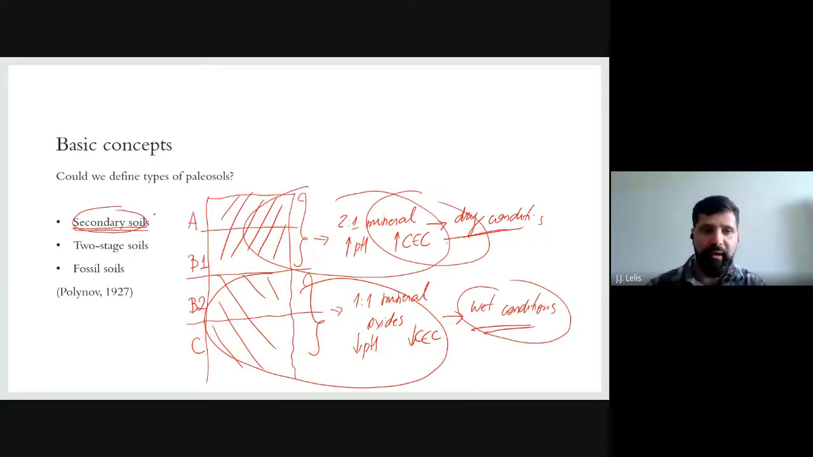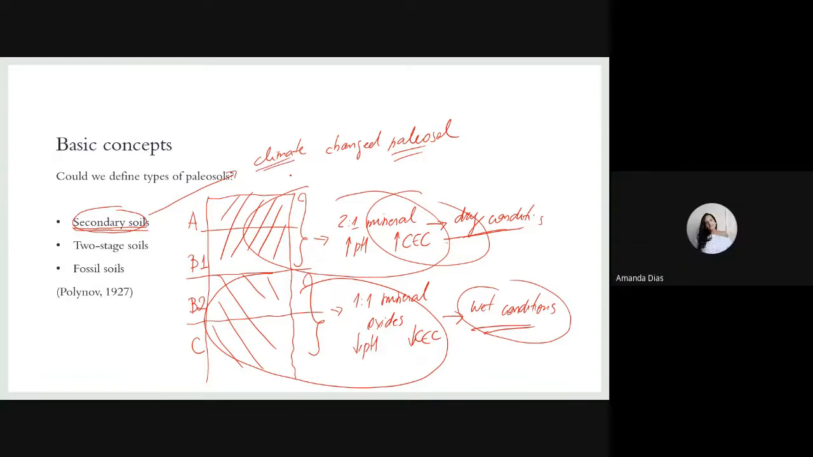So it's a kind of climate change paleosol. It's a soil that was formed in at least two different stages of weathering, and it's a type of paleosol. Okay, does everyone understand that? It's easy. So we understand that we have different kinds of climate change.